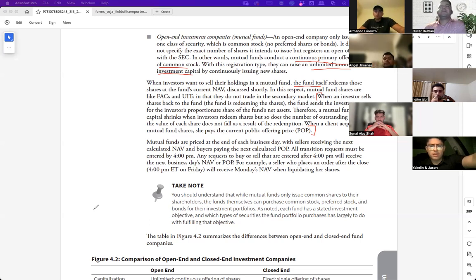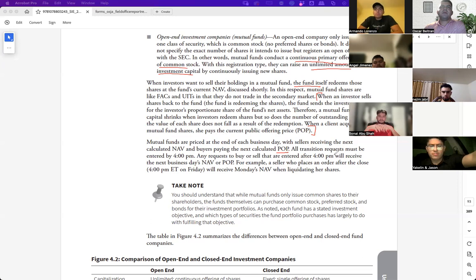Okay, does that make sense? All right, and here it says mutual funds are priced at the end of each business day, with sellers receiving the next calculated net asset value and buyers paying the next calculated public offering price.